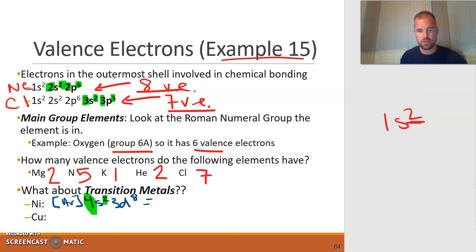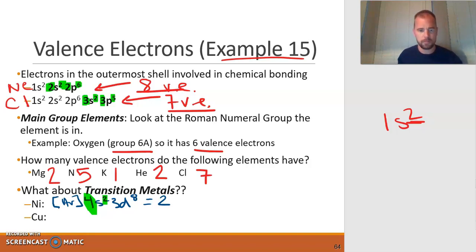So 2 is going to be the number of valence electrons. And actually, think about it. All transition metals, or almost all transition metals, will have 2 valence electrons. Because if you take a look at your periodic table, look at where the transition metals are. You'll always get through those 2 s electrons, but you'll never get to the p electrons. So the maximum that there can be is 2.